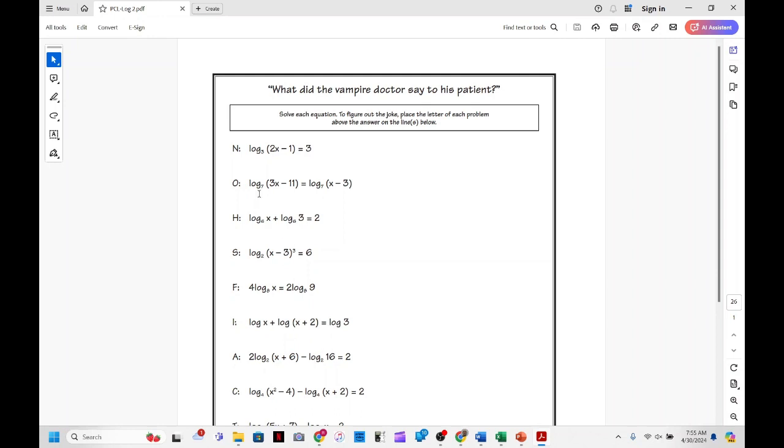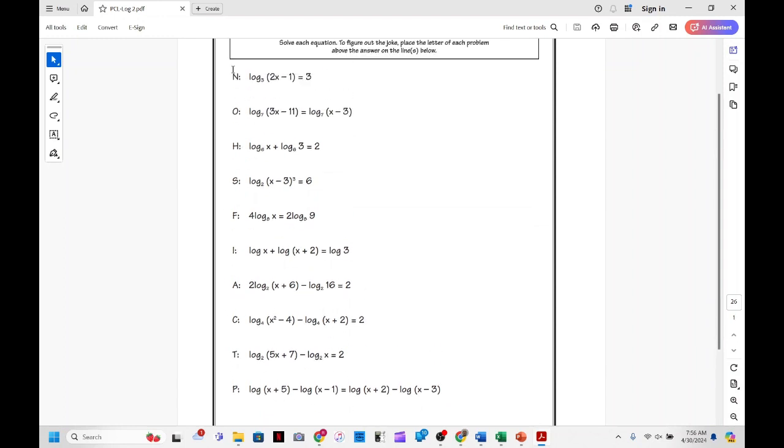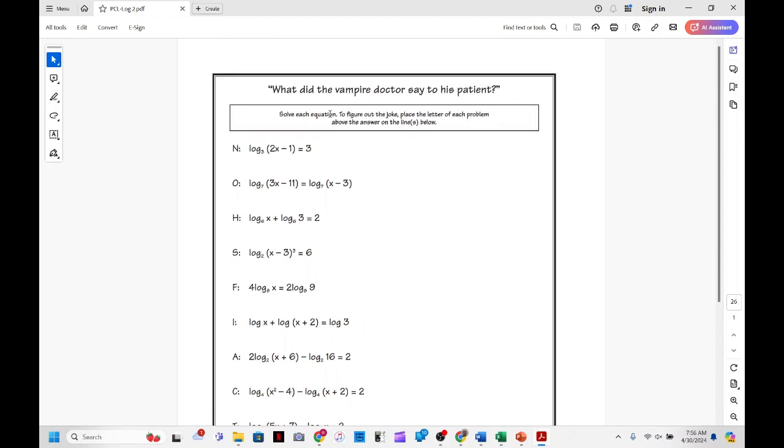And whenever we get an answer, we look up the answer down here and put the letter next to the problem above that answer. So if I do problem n, for example, and I think there's only one of each letter, if we do problem n and end up with an answer of, I don't know, 4, then we would put n above the 4 here. So let's go ahead and see what's going on with this vampire healthcare.